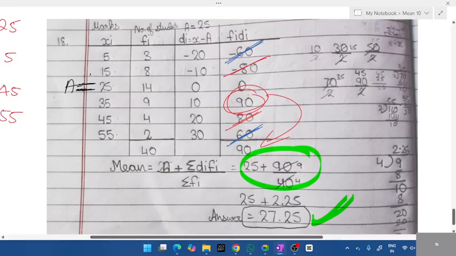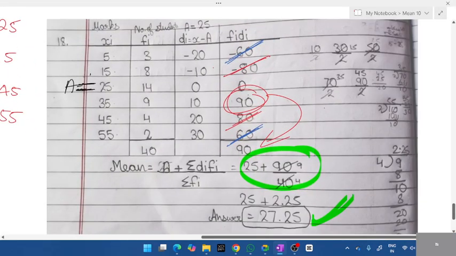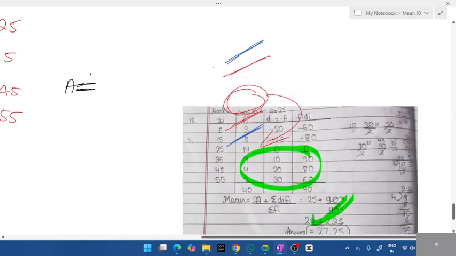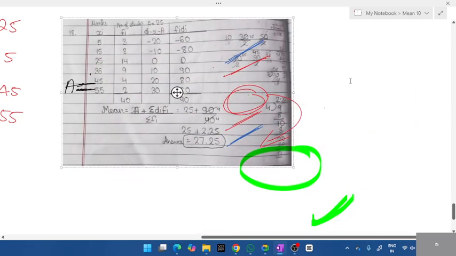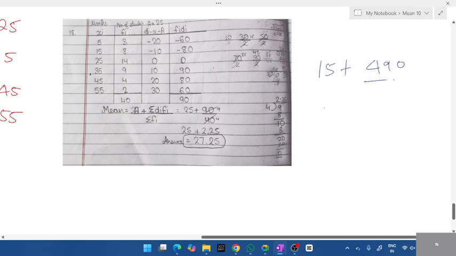Can you tell me the value, Tanishka? What's the value you got there? 15 plus? One minute. After writing the formula, what's the value you got? 15 plus 490 divided by 40. If you take the LCM again, the calculation becomes tough, right? You have to multiply by 40 and 40. So keep 15 as it is, plus 490 over 40.